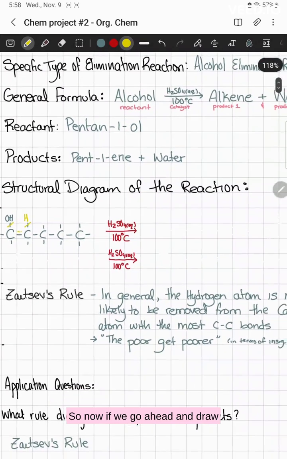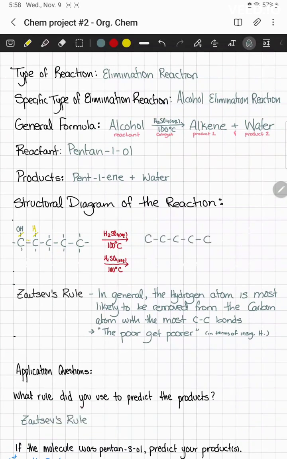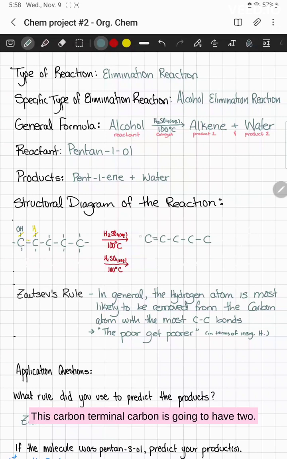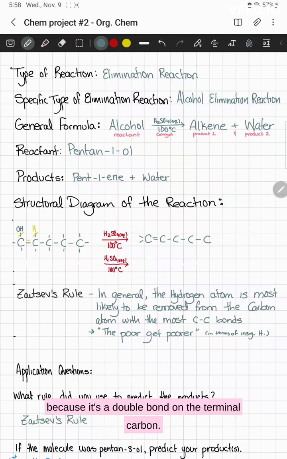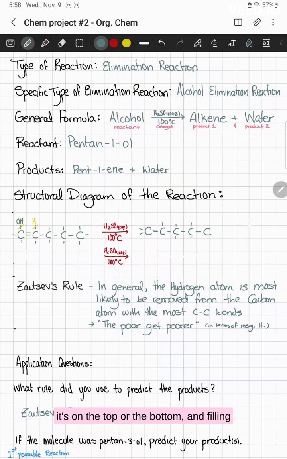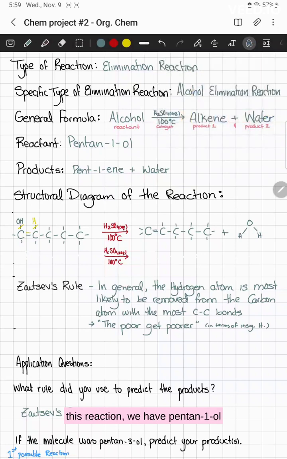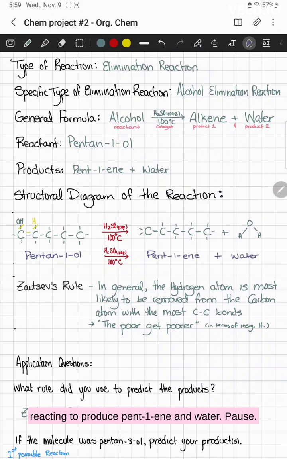So now if we go ahead and draw in our products, we have 5 carbons. And I'm going to go ahead and draw my insignificant hydrogens. But before that, let's draw in our double bond or pi bond that we created. This terminal carbon is going to have 2. It's going to be in a trigonal planar format because it's a double bond on a terminal carbon. The second carbon gets 1 insignificant hydrogen, doesn't matter if it's on the top or the bottom, and filling in the rest of the insignificant hydrogens. And now I'm going to follow through with the reaction and finish the reaction of the hydrogen and the alcohol.